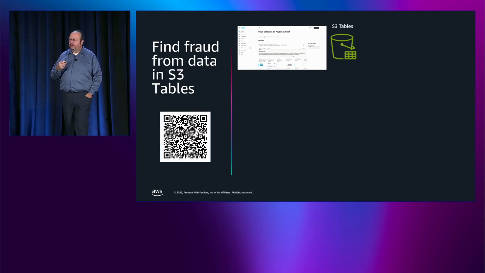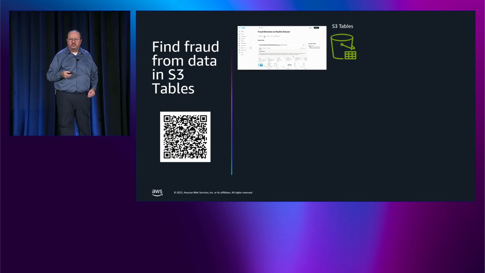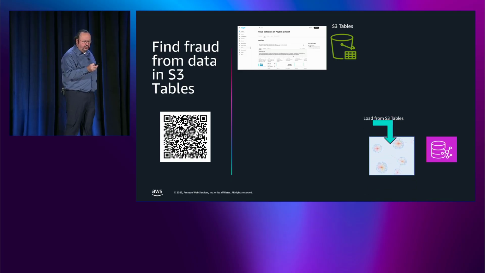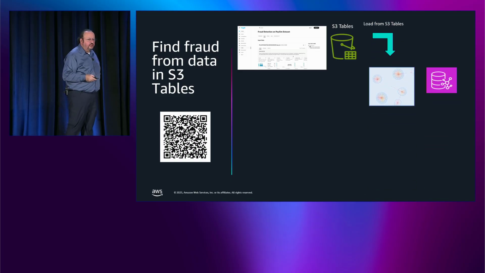So maybe if you want to play with it yourself, if you want to see how you can use the algorithms, this will be one use case you can try yourself. If you use the QR code, you will get to one of the notebooks that we set up with an example case. In this case, the case study is about using PaySim, which is mobile payment transactions, and we are trying to find fraud. The data is in S3 tables in this case.